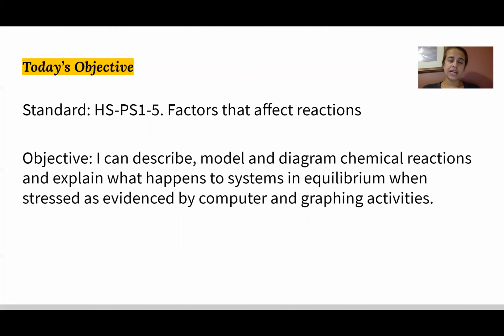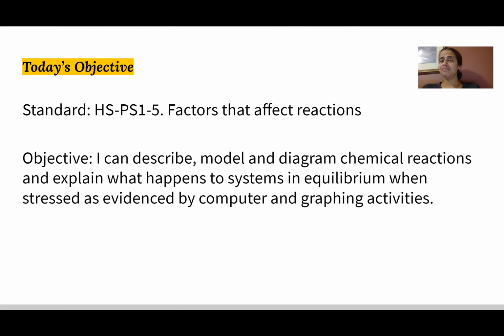So we're working on the same objective, how factors affect the reaction rate. Today our objective is: I can describe, model, and diagram chemical reactions and explain what happens to systems in equilibrium when stress is evidenced by computer and graphing activities.